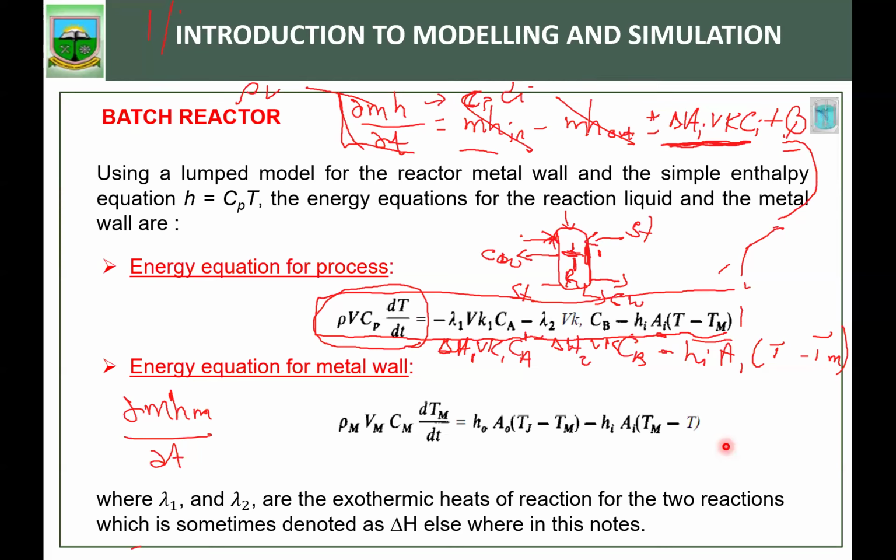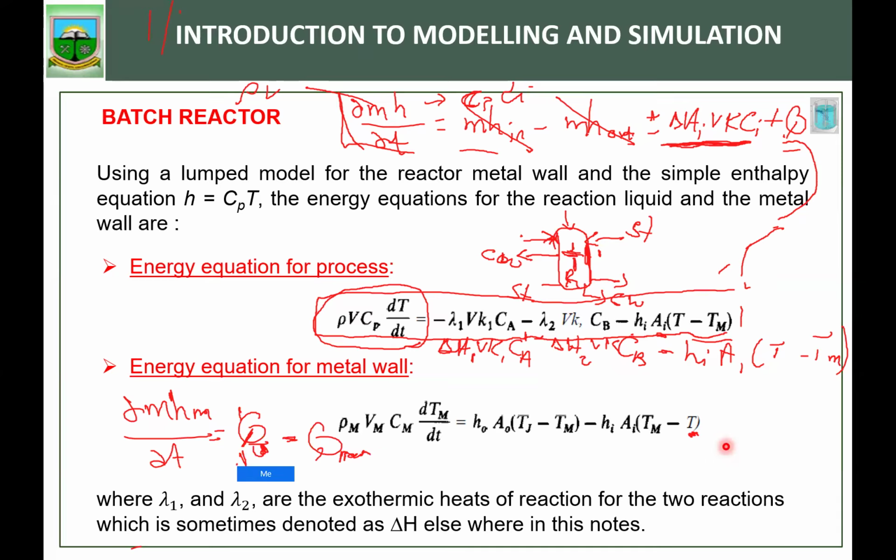And for the metal, what's happening? You are only having heat. You have, I think, cold and then hot, right? That's what is moving through it. So you're having a movement between the jacket and then the metal, and then also between the metal and then the reactor. That's this T. So it's going to be equal to Q as a result of the jacket minus Q from the reactor or the reaction.